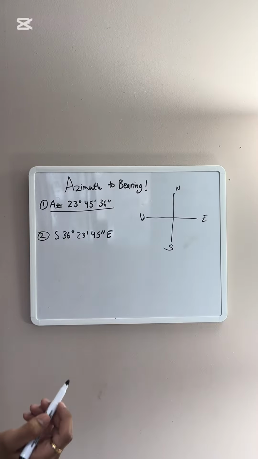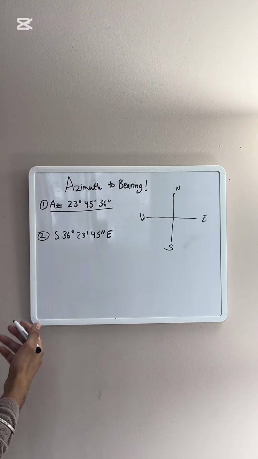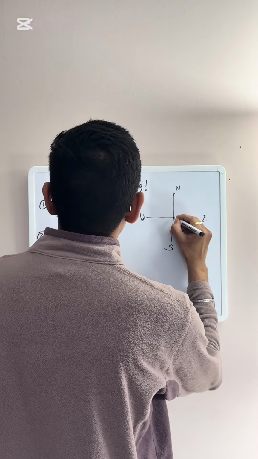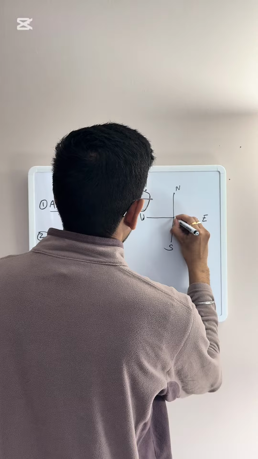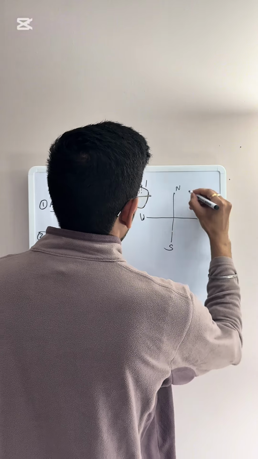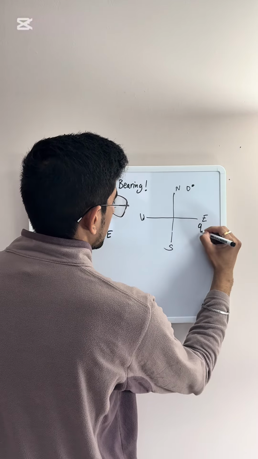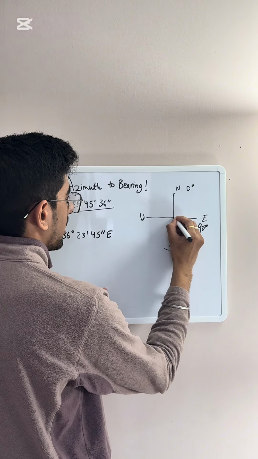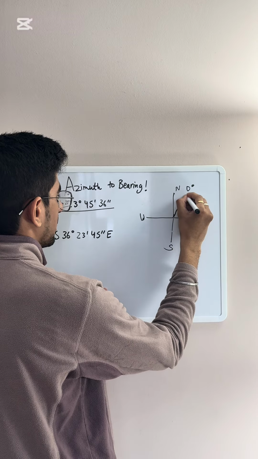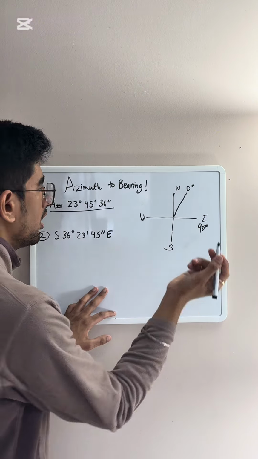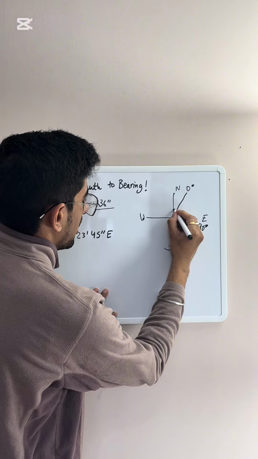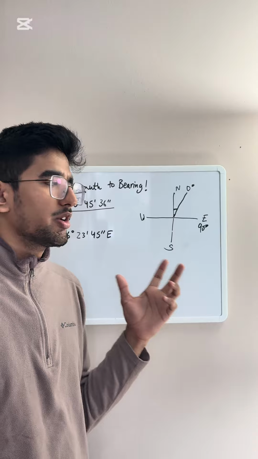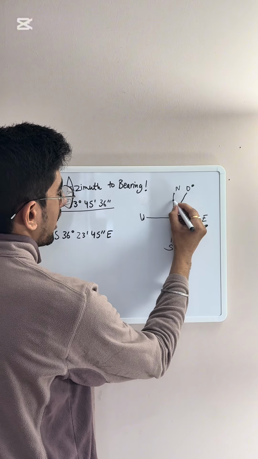As you practice along, it would be pretty simple to convert azimuth to bearings. So we have 23 degrees 45 minutes and 36 seconds. This line is 0 degrees, this is 90 degrees, right? So this angle would be somewhere, if I make an angle, the line would be somewhat like this, much narrower. As I said, azimuths are always referenced from the north, so we just need to find this.